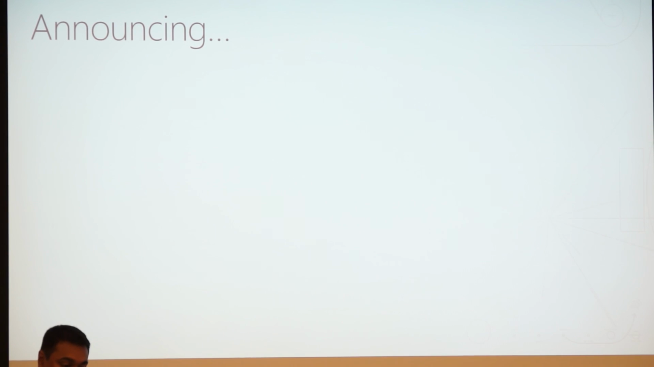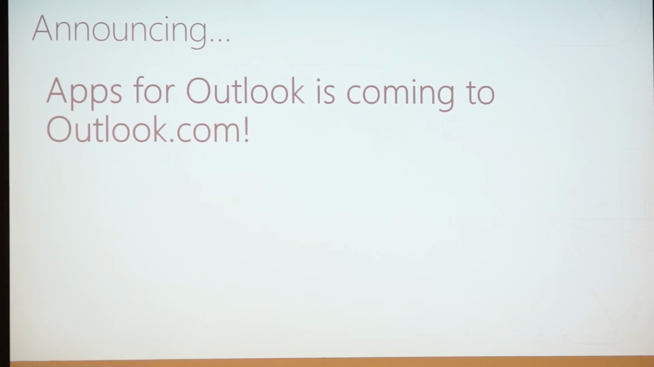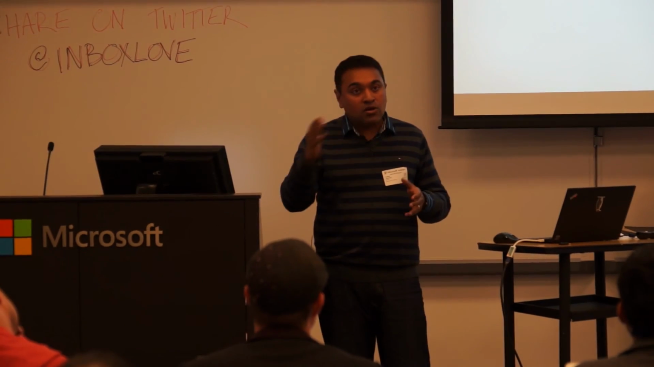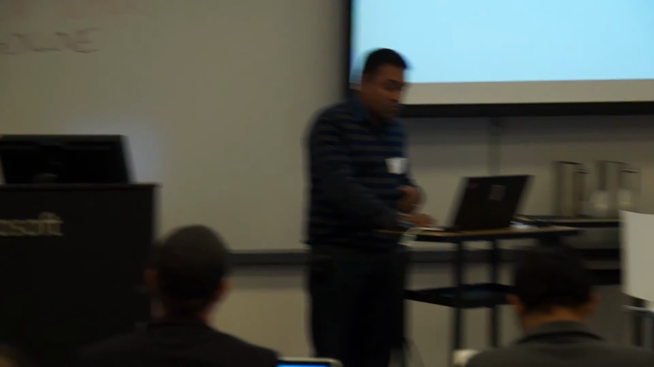So I want to make an announcement. Apps for Outlook is also now coming to Outlook.com. And I think you picked that up from Venkat's message too. So we're working on making this capability available over the next few months. But you can use the same API, the same app, to target both consumers and business users. You can start now. The same APIs work. So you don't have to wait for us while we're rolling out this capability. The same API works, and you can get going. And stay tuned.